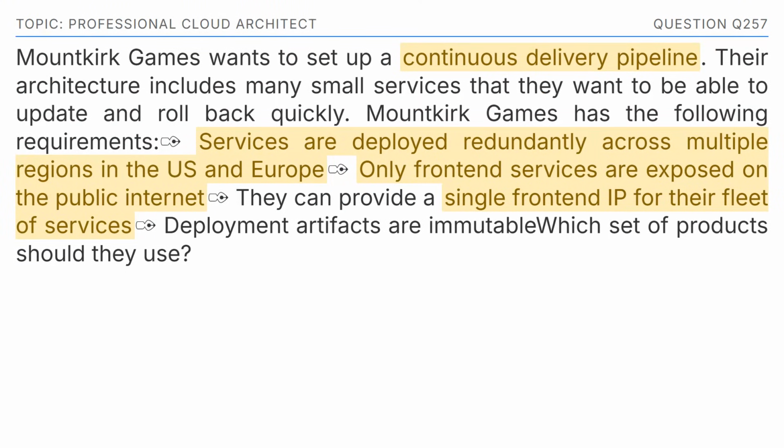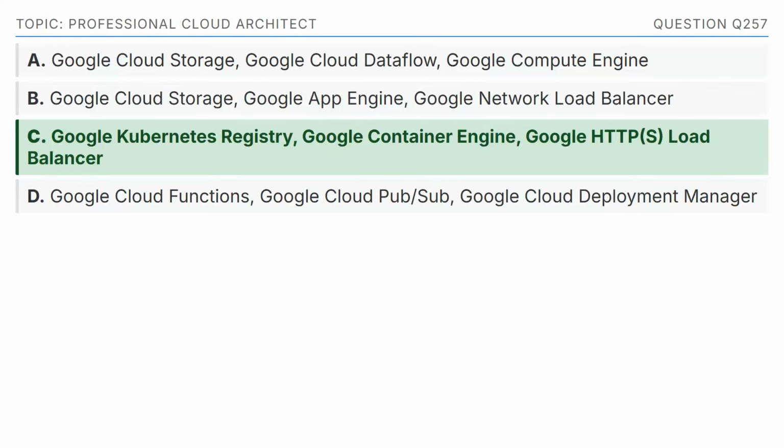To arrive at the correct answer, we focus on the keywords: continuous delivery pipeline. Services are deployed redundantly across multiple regions in the US and Europe. Only front-end services are exposed on the public internet. Single front-end IP for their fleet of services. Deployment artifacts are immutable. The correct answer is Option C, Google Kubernetes Registry, Google Container Engine, Google HTTP/S Load Balancer.